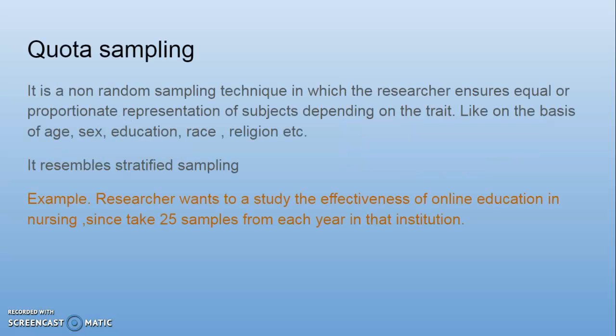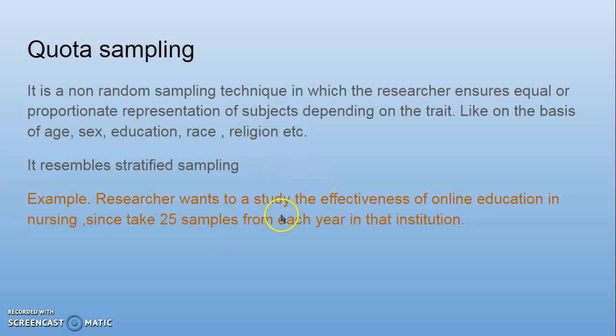The next one is quota sampling. It is a non-random sampling technique in which the researcher ensures equal or proportionate representation of subjects depending on their trait. It is similar to stratified sampling, because in stratified sampling you divide the population into strata and select from each stratum. Similarly, in quota sampling, you divide the population by some trait like age, sex, education, race and religion, and you select from them.